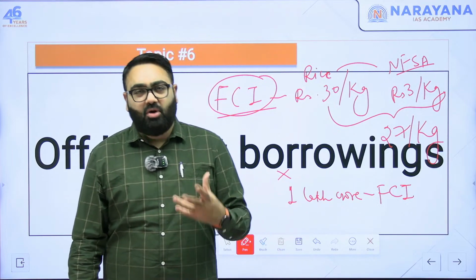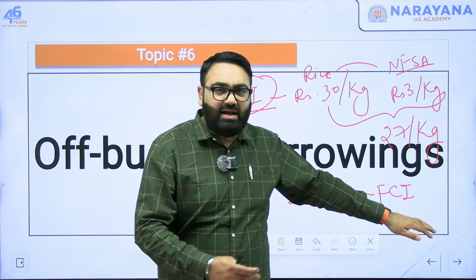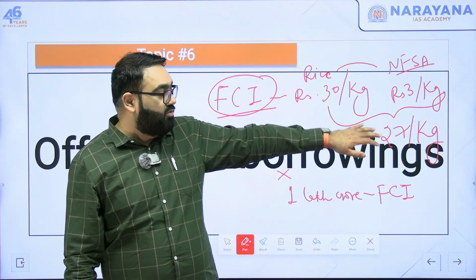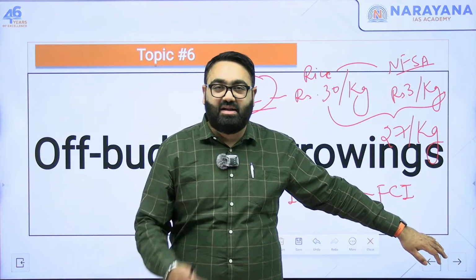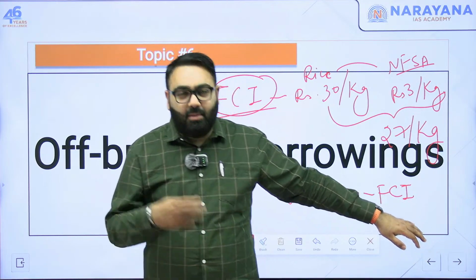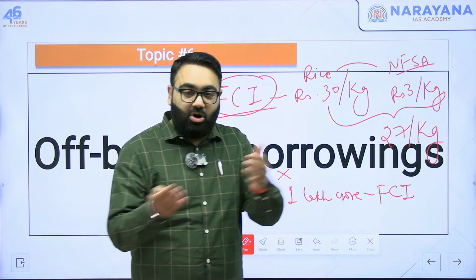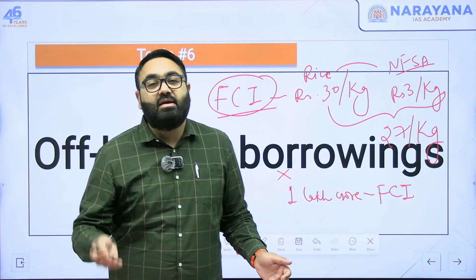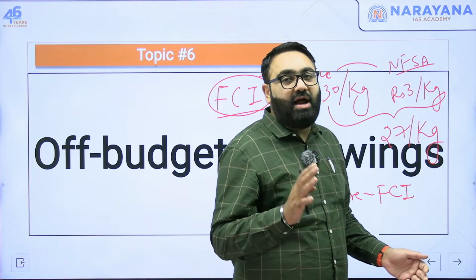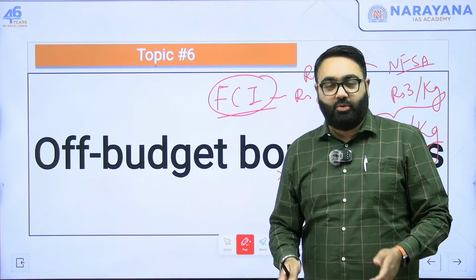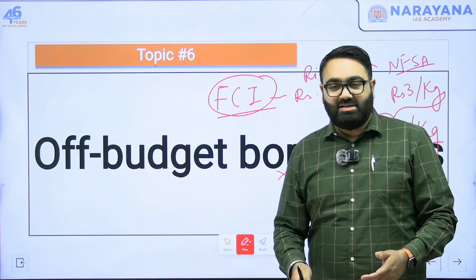When the government borrows money, because this is indirectly a borrowing by the government only, because it is the government's expense, not the Food Corporation of India's expense. They are the ones running this scheme. So when the government borrows money from the market, through its companies, through its organizations, indirectly, so that officially they don't have to include that in the budget, that is called off-budget borrowing. This is what is happening here.